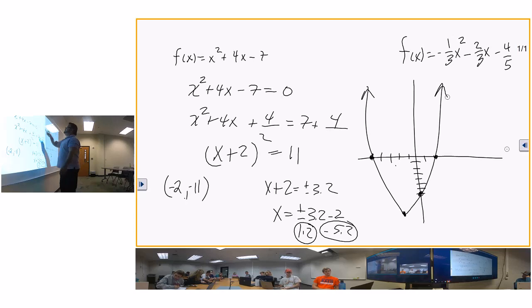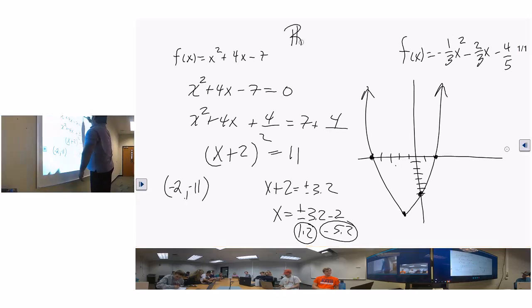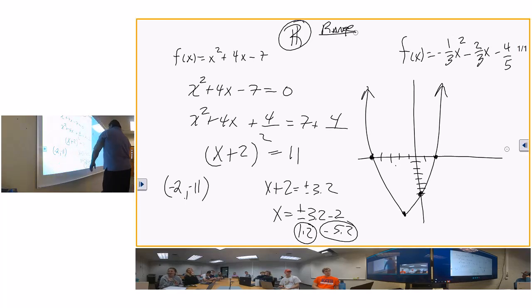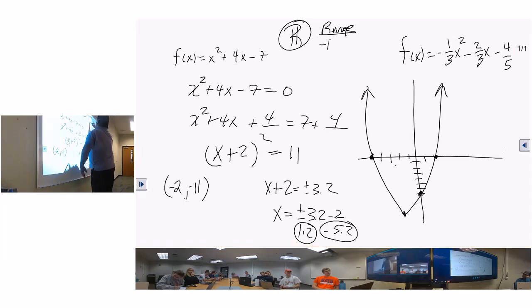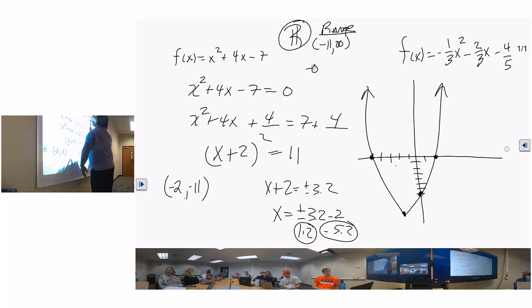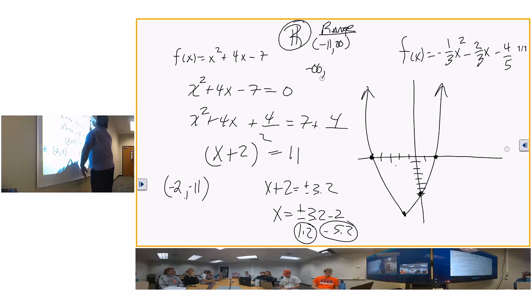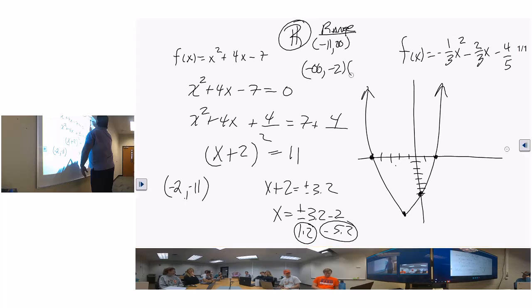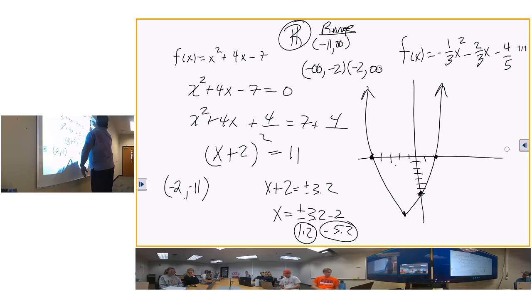Of course, all real numbers is the domain. Range is from negative 11 to infinity. Can you slow down, please, sir? No, hold on a minute. I'm almost finished. And then, of course, we've got our decreasing values from negative infinity to negative 2 and increasing values from negative 2 to infinity. So y'all remember how to do that?